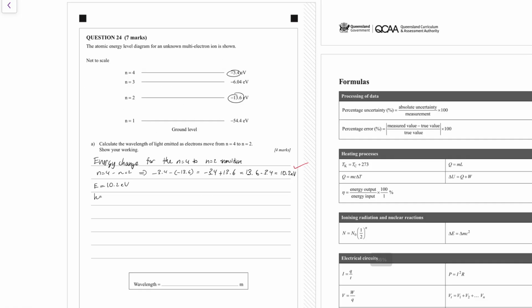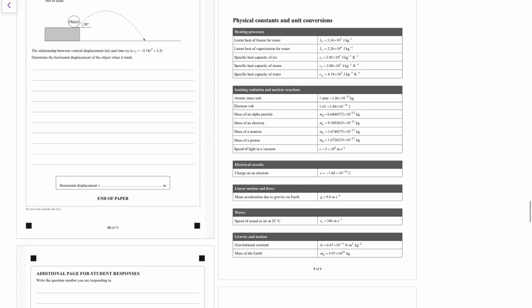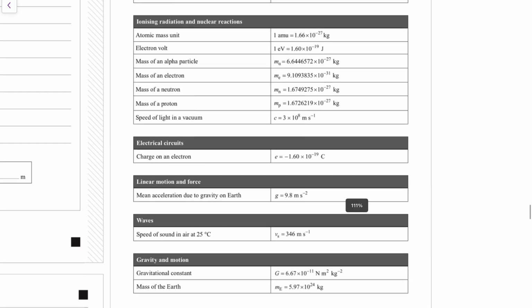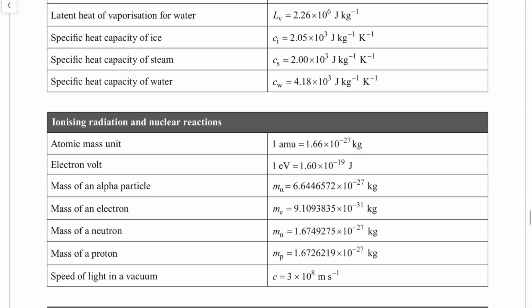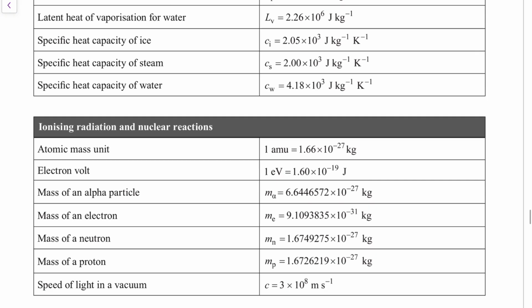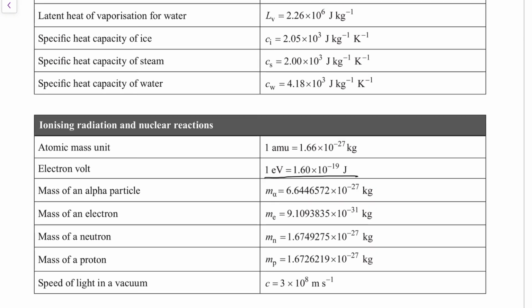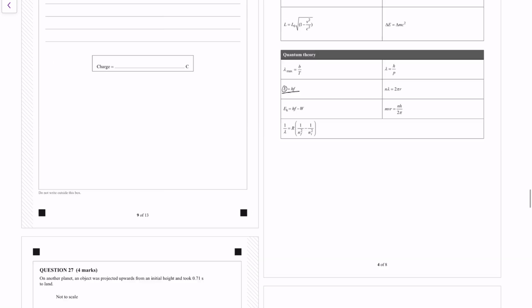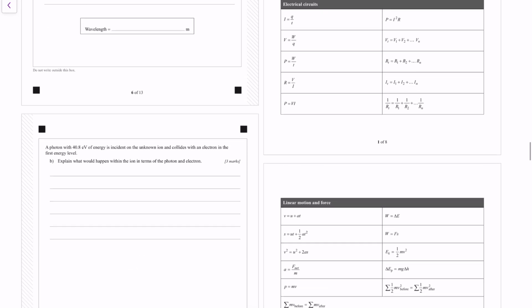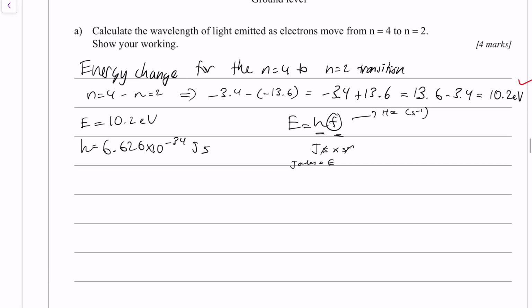And the way to do that, and this is the second mark, by the way, if you don't believe me, look at the marking guide. The mark you get is by doing this essentially, okay? That 1 eV equals 1.60 times 10 to the negative 19 joules. So we can write that down if you want to: 1 eV equals 1.60 times 10 to the negative 19 joules.